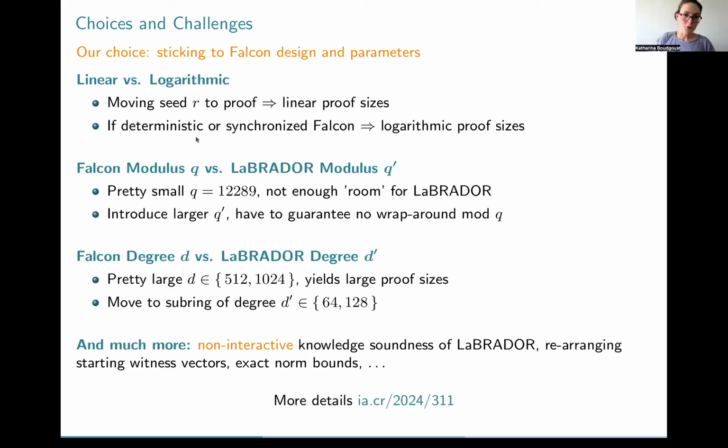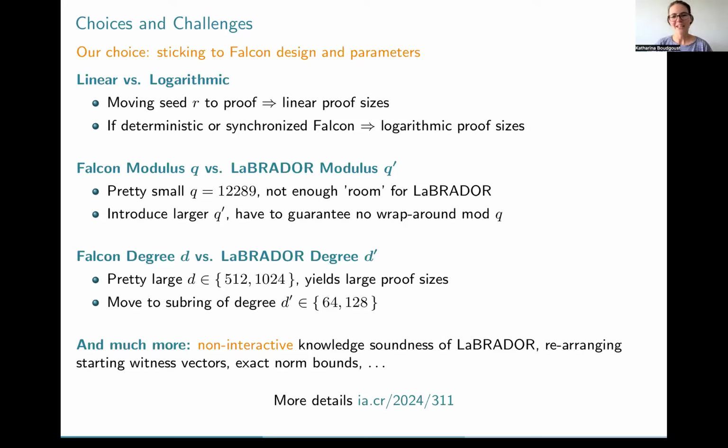If one goes away from our choice, we would allow Falcon to be either deterministic or synchronized. Deterministic means there is no salt anymore. And maybe, there was Martin's talk yesterday, and he said everyone warns you that you should in no way use deterministic Falcon, because if you get 2 signatures for the same message, that's bad. And then he argued maybe it's not too bad. Well, maybe that's an application.